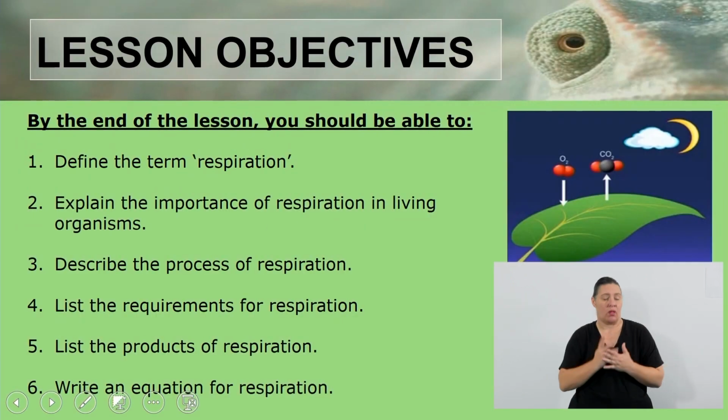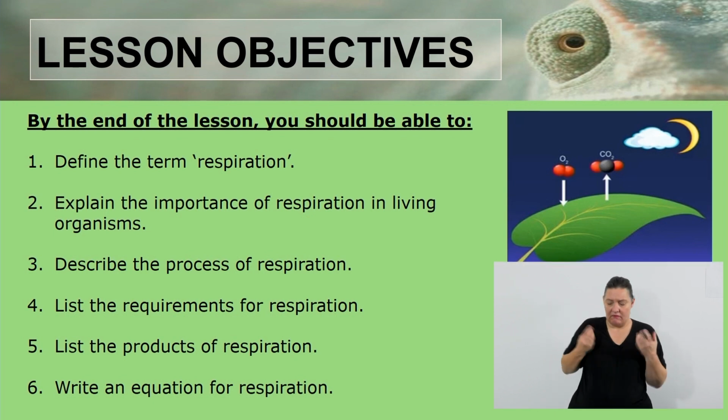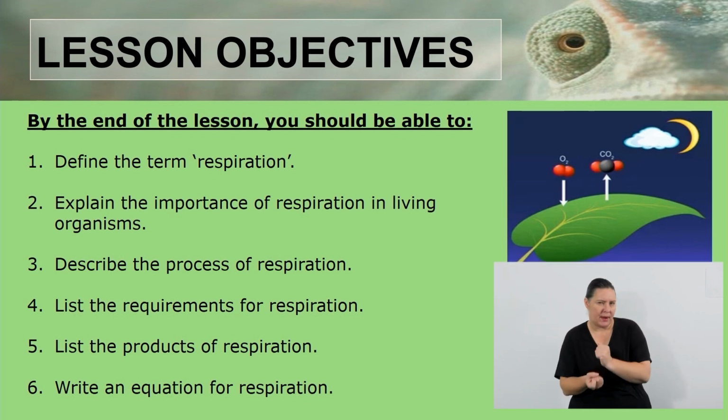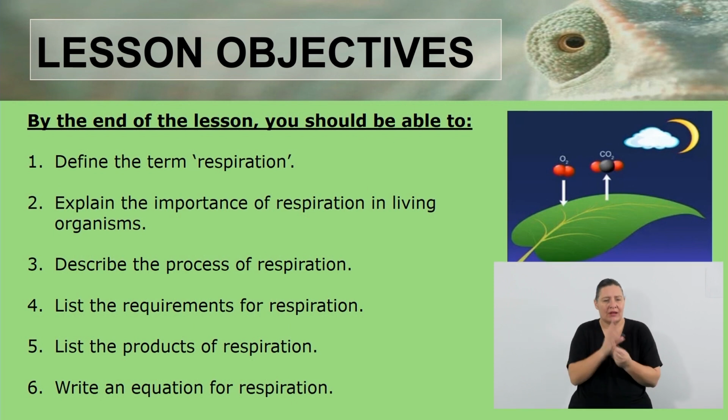So by the end of this lesson, these are the things that you need to be able to do. You need to be able to define the term respiration, explain the importance of respiration in living organisms, describe the process of respiration, list the requirements of respiration, list the products of respiration, and lastly, you need to be able to write the equation for respiration.